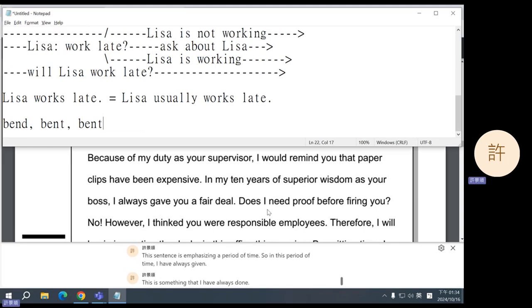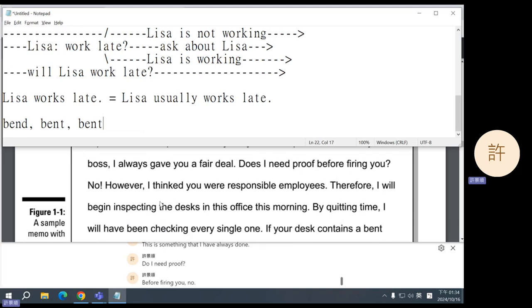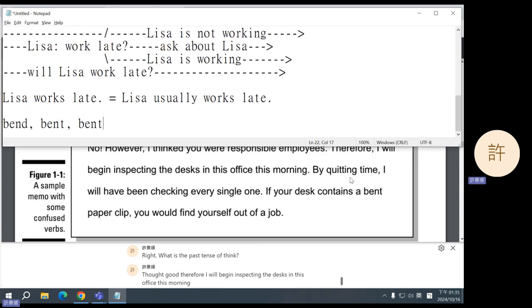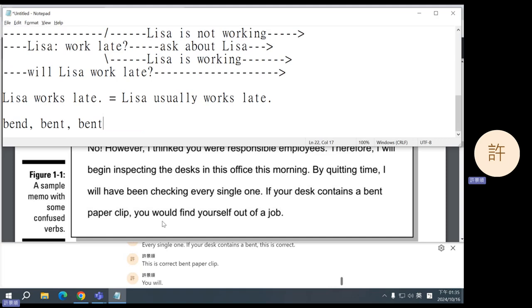Do I need proof before firing you? No. However, I think you are responsible employees. By the way, thinked is not a word, right? What is the past tense of think? Thought. Good. Therefore, I will begin inspecting the desks in this office this morning. By quitting time, I will have checked. There's no need to emphasize continuing action. I will have checked every single one. If your desk contains a bent, this is correct, bent paper clip, you will find yourself out of a job.